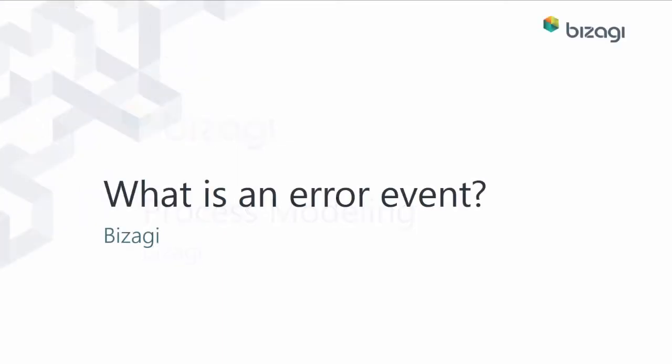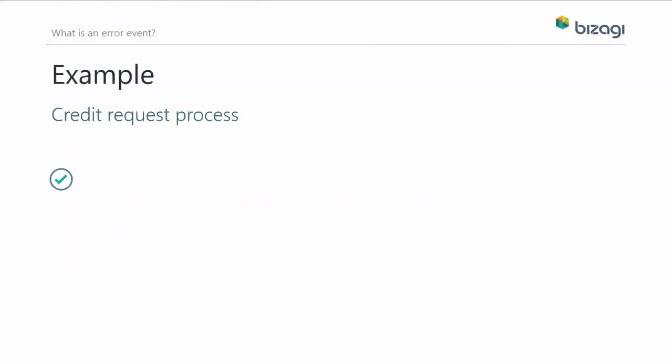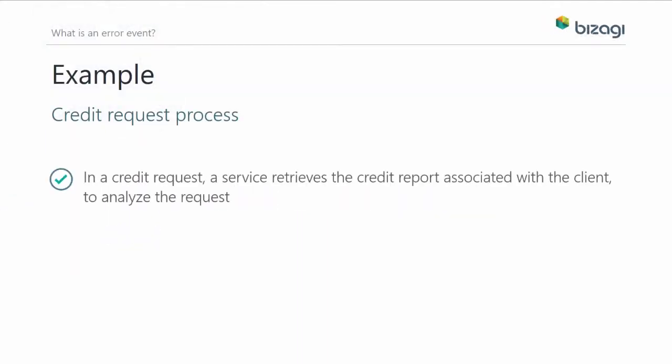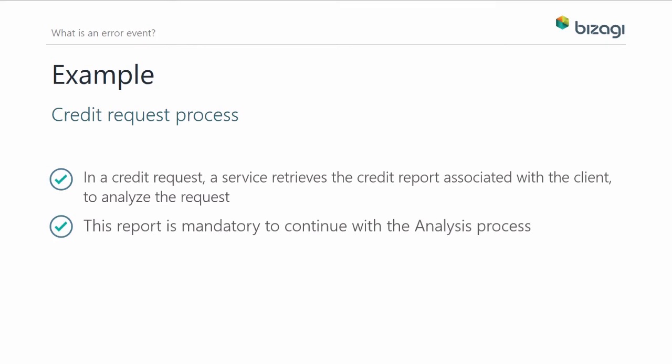In this video we are going to demonstrate error events. Consider the following business situation. In a credit request, a service retrieves the credit report associated with the client to analyze the request. This report is mandatory to continue with the analysis process.